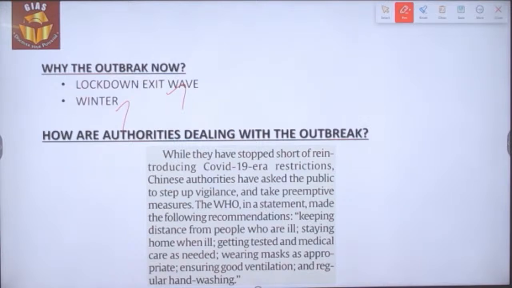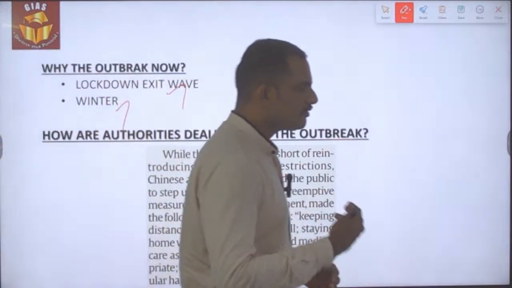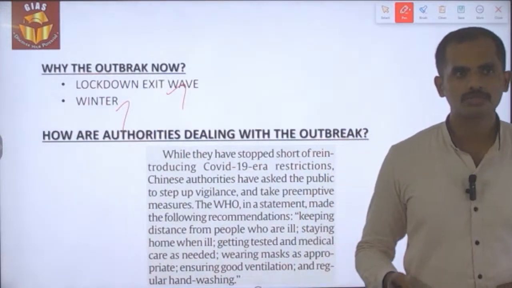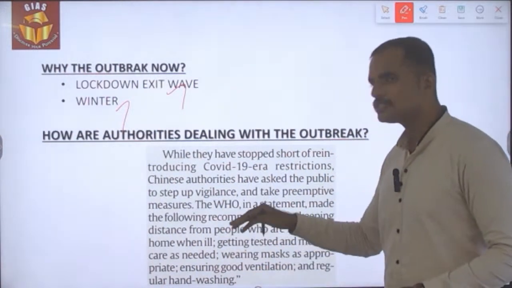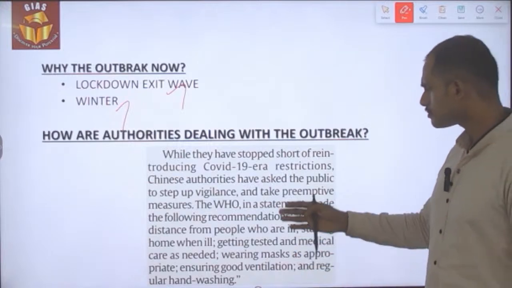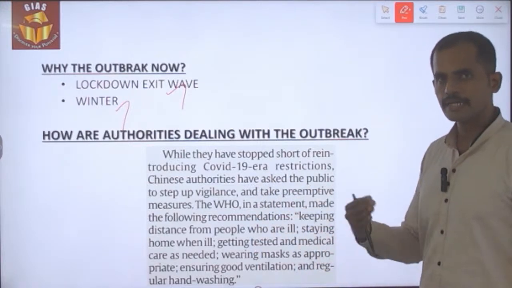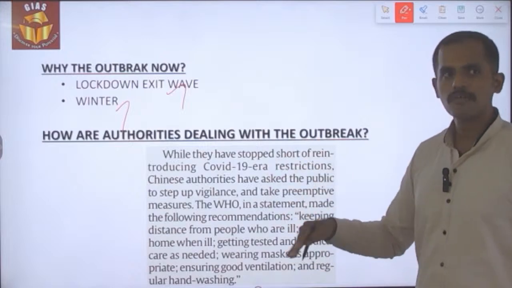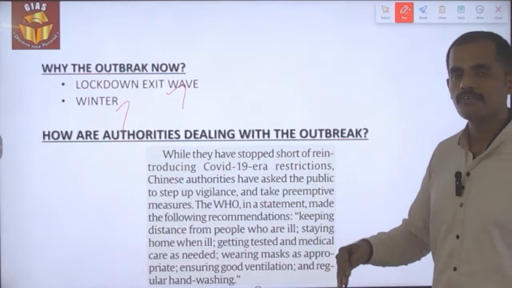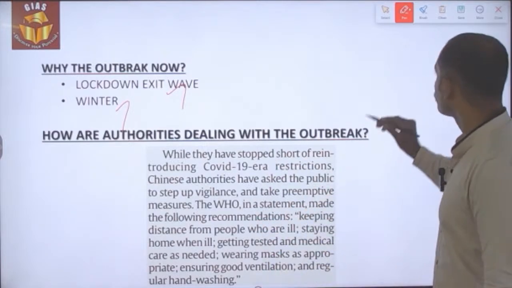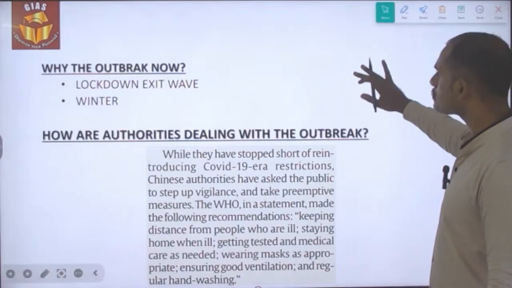And also at the same time, WHO has informed people to wear masks, to maintain distance, to ensure sanitation, and also testing as well as surveillance need to be enhanced so that this outbreak will not develop into a further pandemic. That is what the authorities are saying right now.